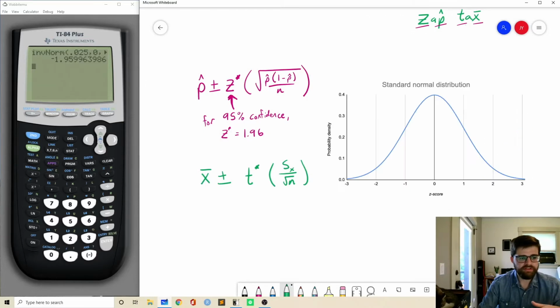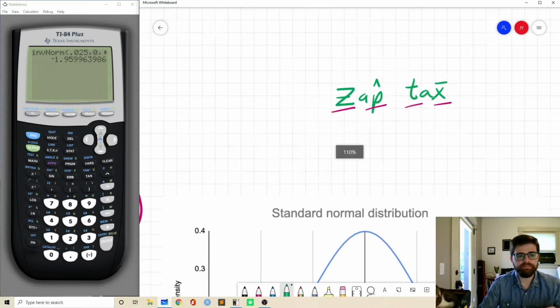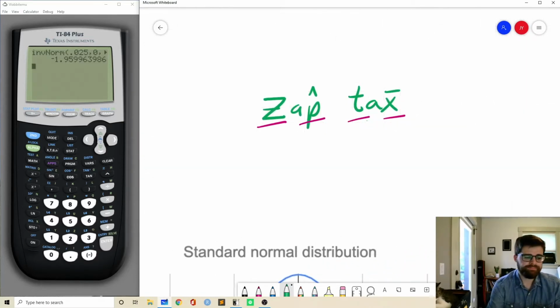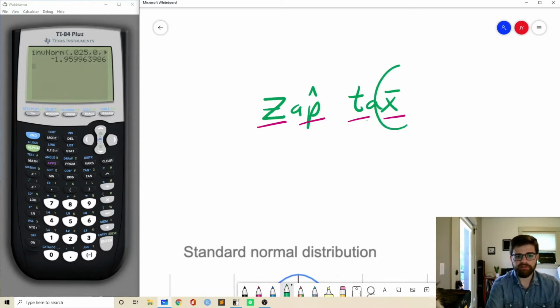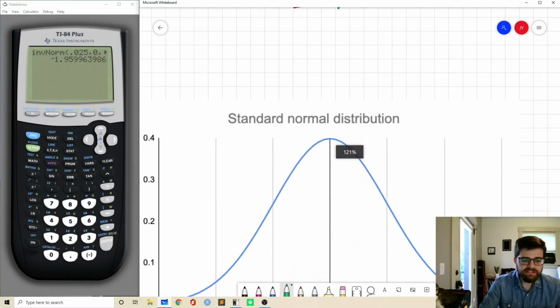It's really important that we don't get these mixed up. So remember ZAPTAX. It's a good rule of thumb for working with a proportion. So looking at a sample proportion, a p-hat, we're going to use the z-score. If we're working with a mean, x-bar, then we'll use our t-distribution instead. So what is a t-distribution?